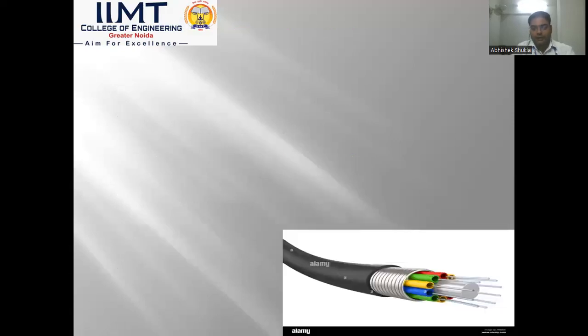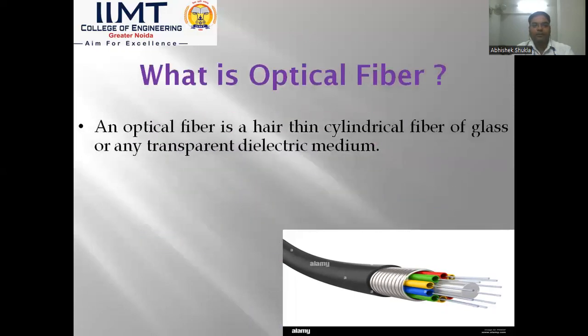So at the bottom, you can see a picture related to the optical fiber. It has a black colored jacket, this silver color, this plastic or glass, and these different colored tube-like structures from which a fiber-like structure is coming out. This is said to be optical fibers. An optical fiber is just a hair-thin structure made up of either glass or plastic material.